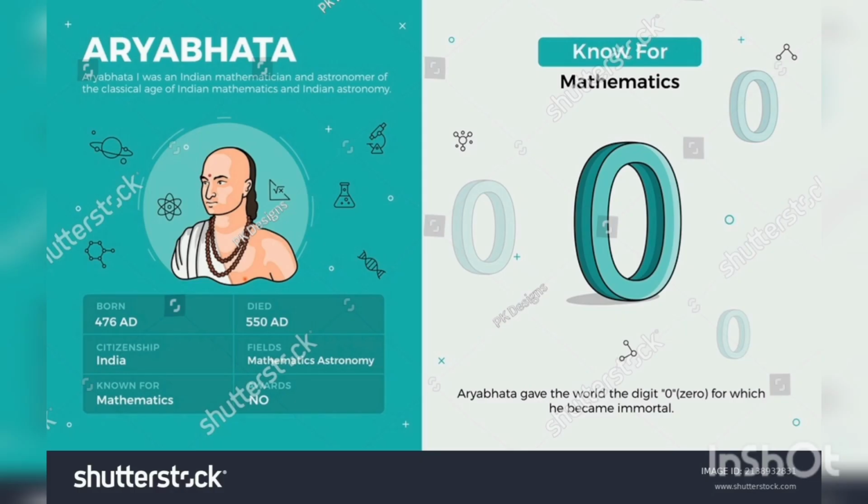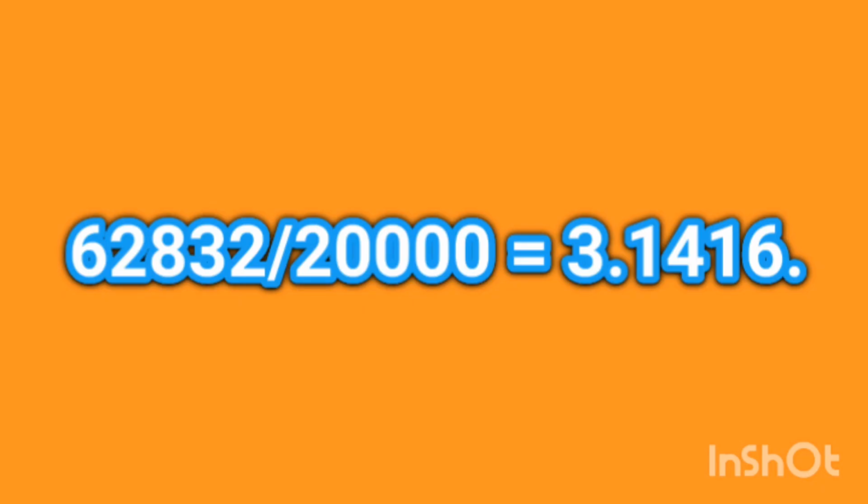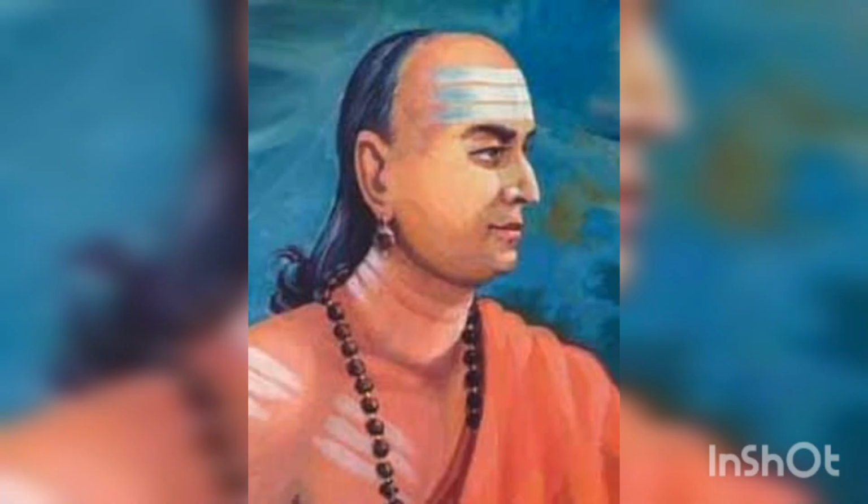Aryabhata of India discovered an approximation of pi, 62,832 over 20,000, which equals 3.1416. Kelallur Nilakantha Somayaji, 14 June 1444 to 1545, also referred to as Kelallur Comatiri, was a major mathematician and astronomer of the Kerala School of Astronomy and Mathematics.